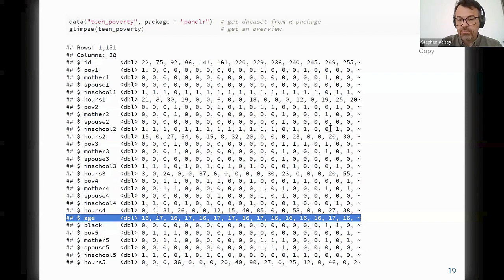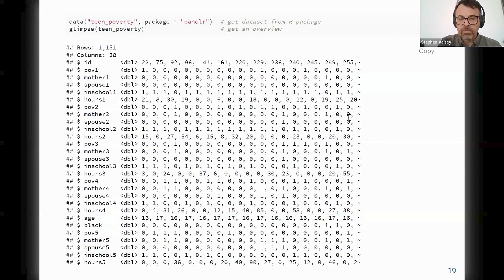Okay, so this is wide form data. And the reason we know this is because we see, oh, look, time 1 suffixes, time 2 suffixes, time 3 suffixes, time 4 suffixes, time 5 suffixes. And then we have variables that don't change. ID doesn't change. Their age doesn't change. And whether they're Black doesn't change, at least in this study design.